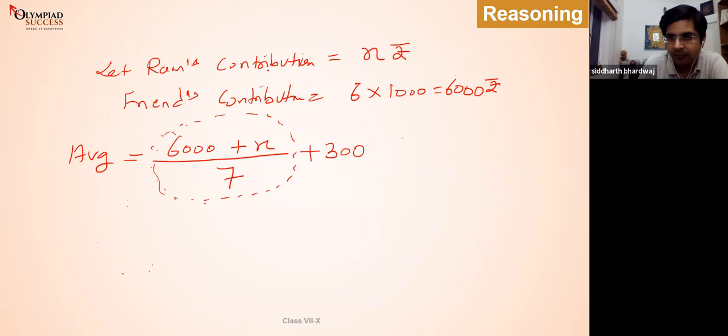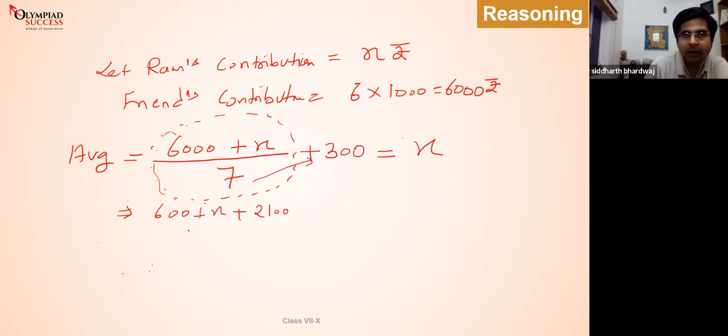Now this would be equal to what? He is paying 300 more than the average, so this would be equal to Ram's contribution. This should be equal to X. Everybody understood? Now we will try to solve it. First we will take the LCM. Everybody knows how to take the LCM. So this would be 6,000 plus X, and now 300 multiplied by 7. How much would it be? 2100, correct.